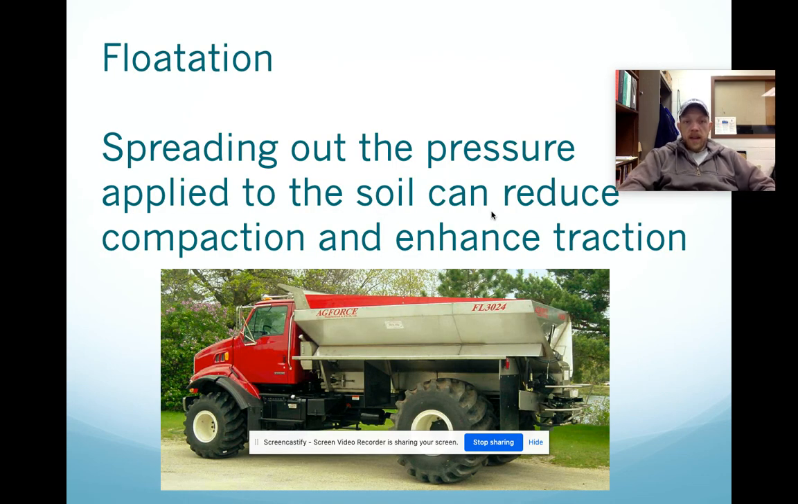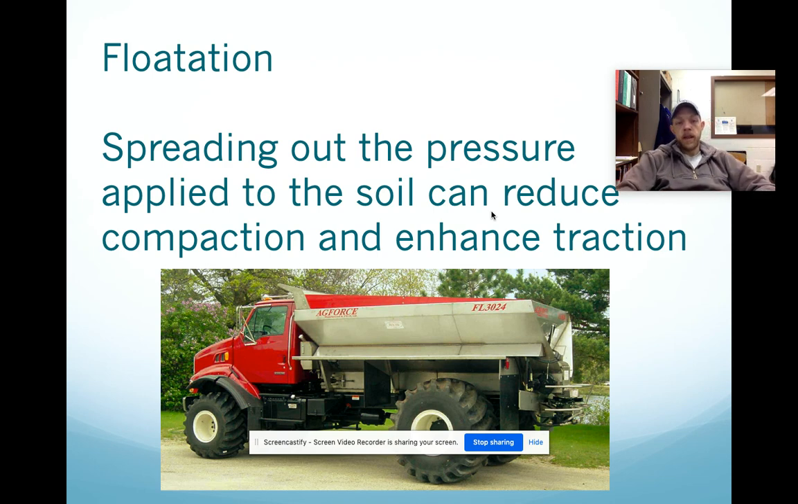When we look at tires, the width can start to vary pretty significantly, and we do so to spread out that pressure that's being applied to the soil. So it reduces compaction, and in doing so, it enhances traction.